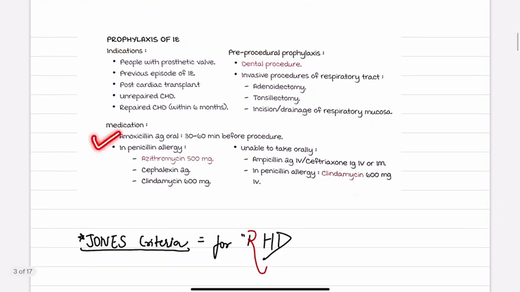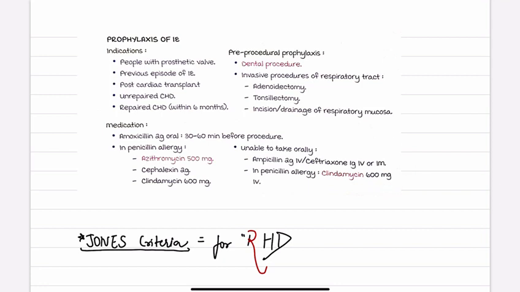What is the medication? Amoxicillin 2 gram oral, 30 to 60 minutes before the procedure. Or if someone has penicillin allergy, then you have to go with azithromycin or cephalexin or clindamycin. If someone is unable to take oral medicine, you have to go with ampicillin IV or ceftriaxone IV, or in penicillin allergy, you have to give clindamycin 600 mg IV.